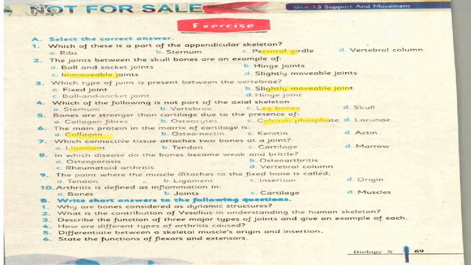In which disease do the bones become weak and brittle? Osteoporosis. The point where the muscle attaches to the fixed bone is called insertion.